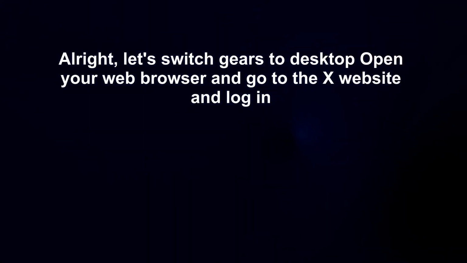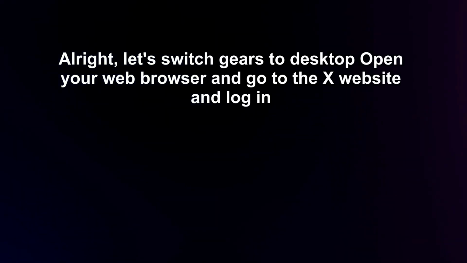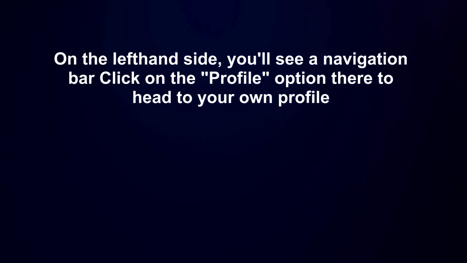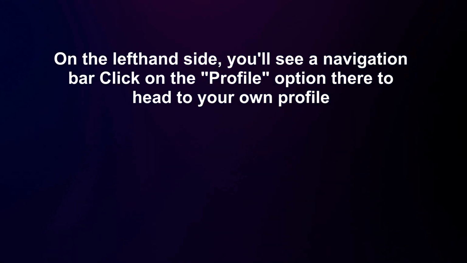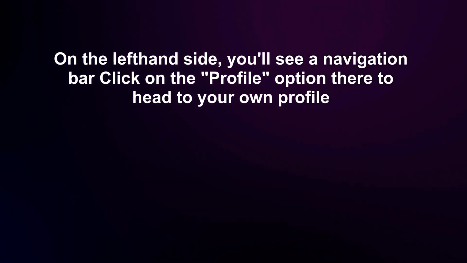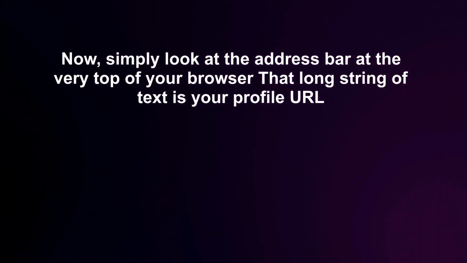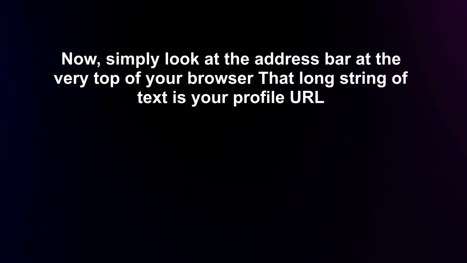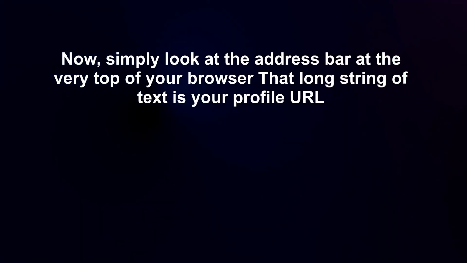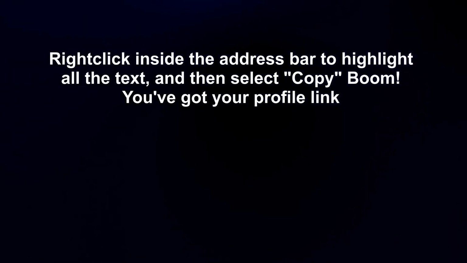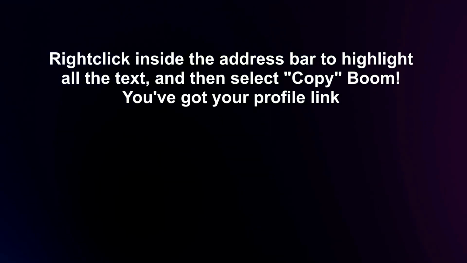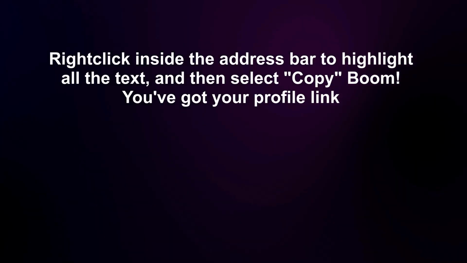Alright, let's switch gears to desktop. Open your web browser and go to the X website and log in. On the left-hand side, you'll see a navigation bar. Click on the profile option there to head to your own profile. Now, simply look at the address bar at the very top of your browser. That long string of text is your profile URL. Right-click inside the address bar to highlight all the text, and then select Copy. Boom. You've got your profile link.